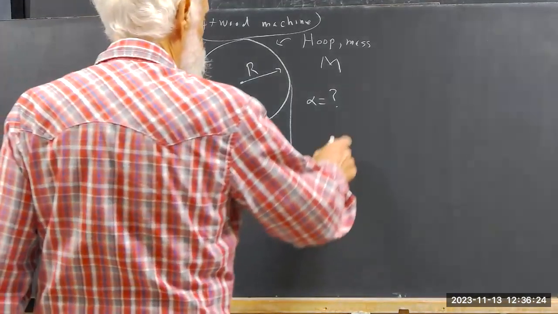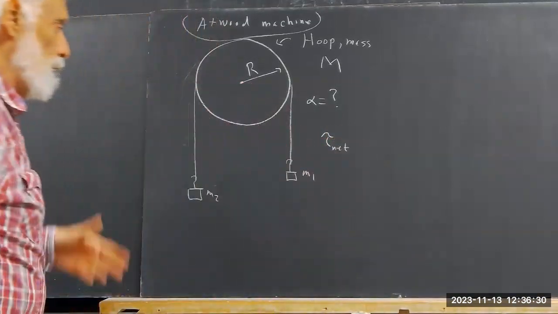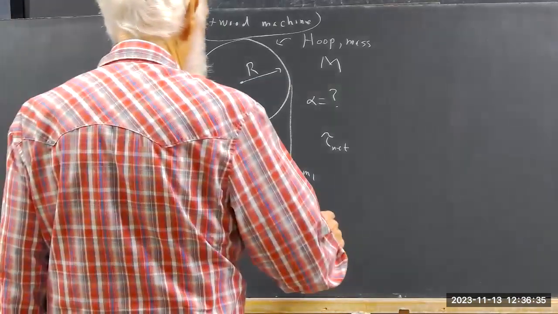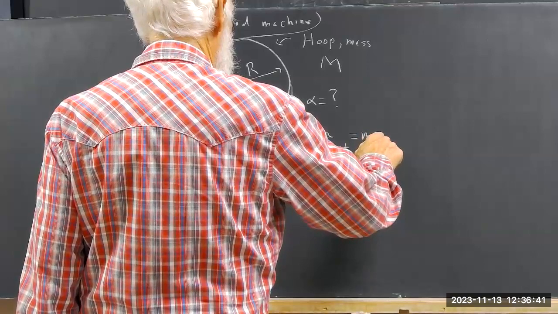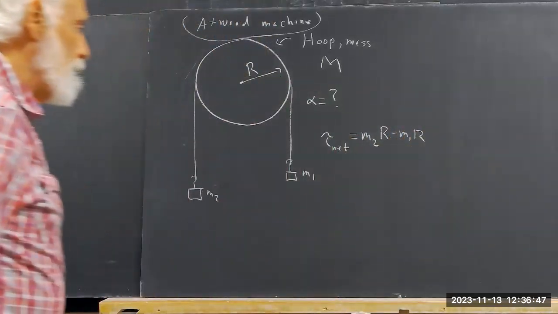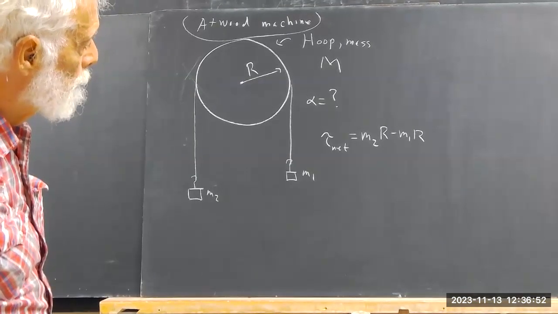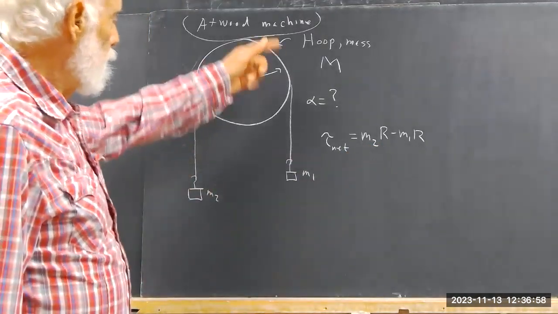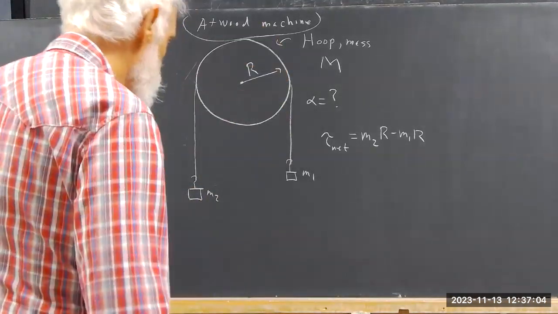Well, now implicitly, we're assuming there's no friction, no dissipated force. Now it's M2R minus M1R. And the torque of this thing, your moment arm would be from here to here, and your force is acting here.